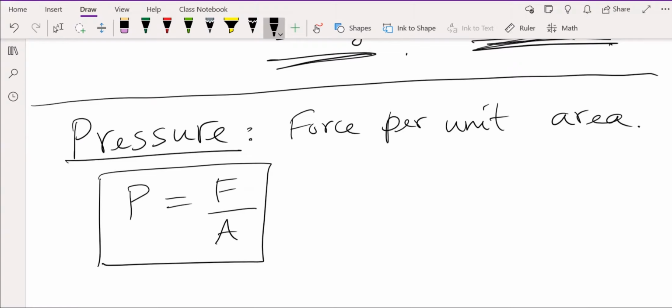Now, we also use capital P for power. Remember, when we did mechanics and all that, we used capital P for power. That's fine. We can use the same letters at different places. But here in this chapter, capital P will stand for pressure. And so what's pressure? It is a force per unit area.